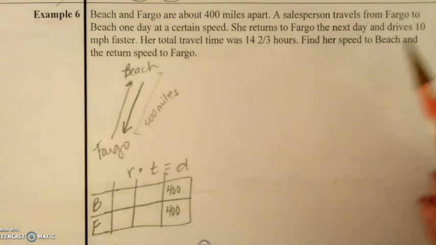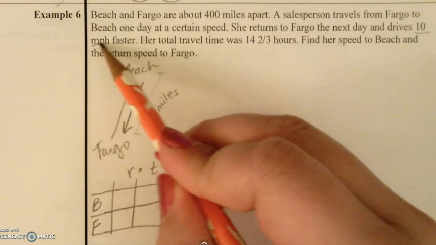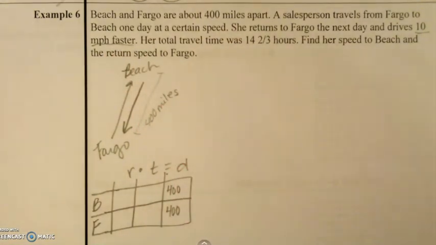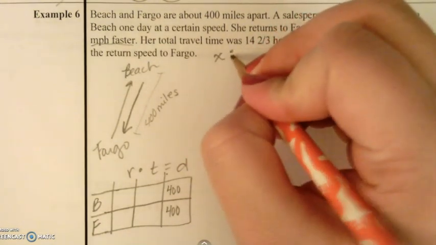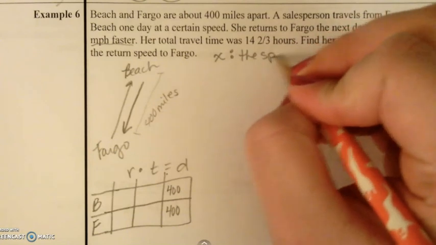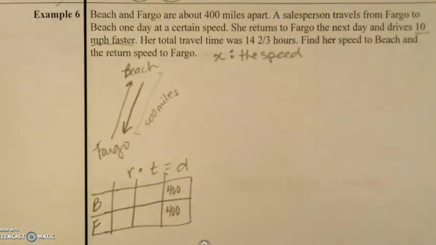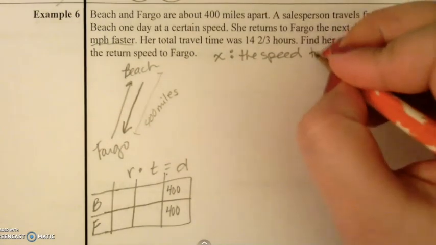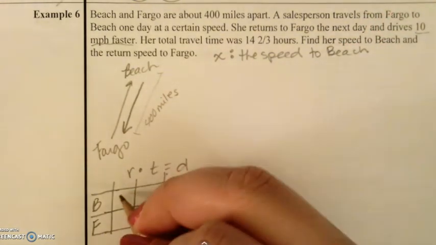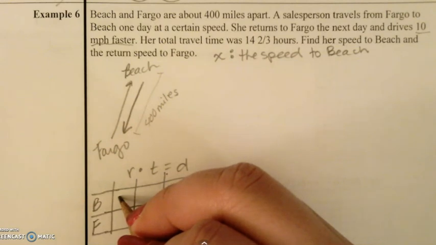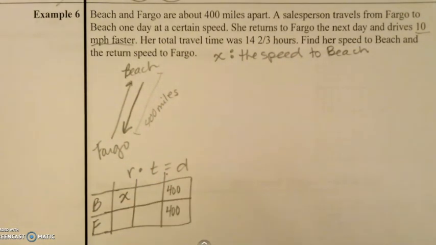We have a difference in speeds given, that 10 miles per hour faster. So what is my unknown? My unknown is the speed. So we're going to say x is defined as the speed. And then what do we know the least about? We don't know anything about the speed from Fargo to Beach. So the speed to Beach. And that means r, my rate to Beach, is my value of x.